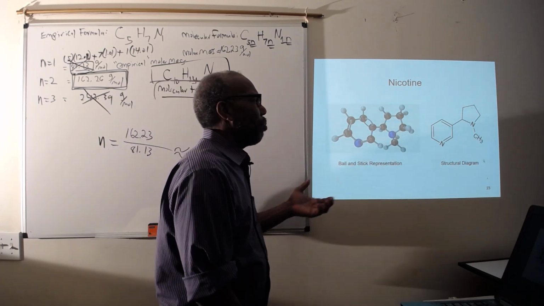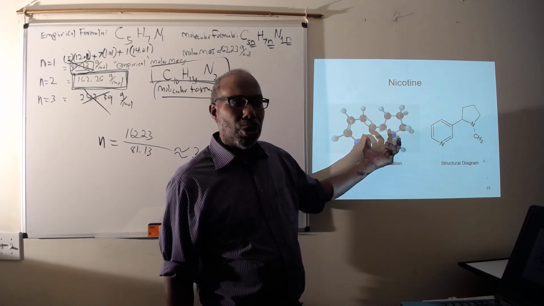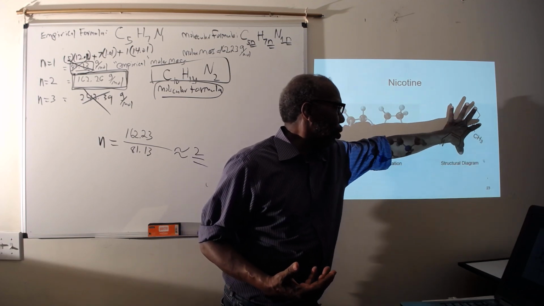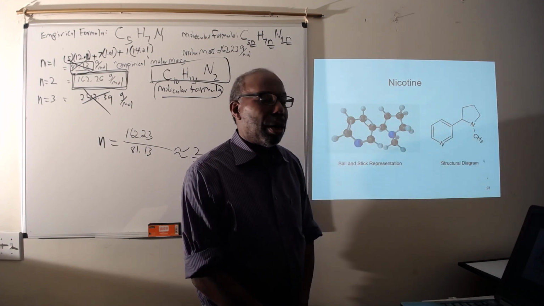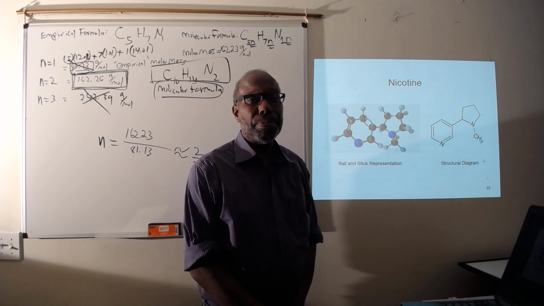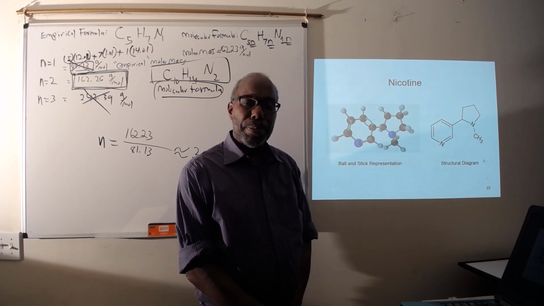Now the organic chemists don't like to do this a lot. That's a lot of drawing and so forth. So what they've come up with is a structural diagram where you can represent your nicotine in this fashion, which is much simpler than drawing that out all the time. So that is how we do the calculations for empirical formula.